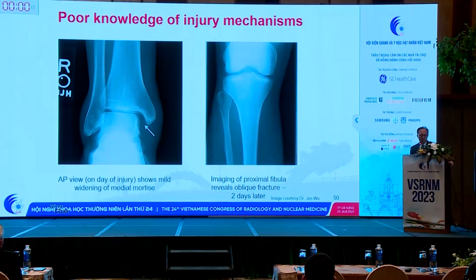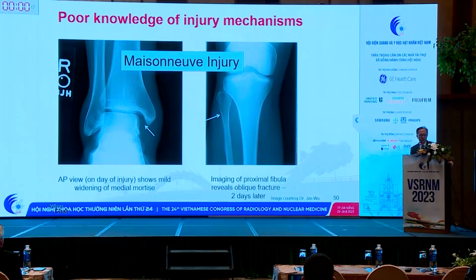So we can see the fracture in the proximal part of the fibula. It is very common for midsole injury, very common. So in the emergency department, when we identify just a joint dislocation in the ankle, don't forget to have a second view for the knee joint, or you can order a long bone X-ray to look at the proximal tibia or fibula.